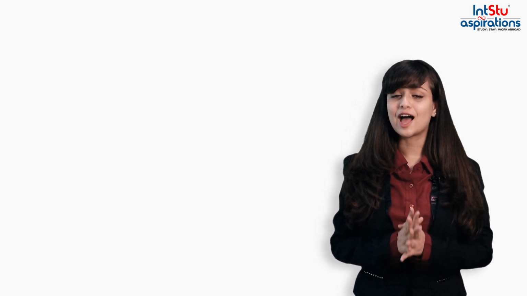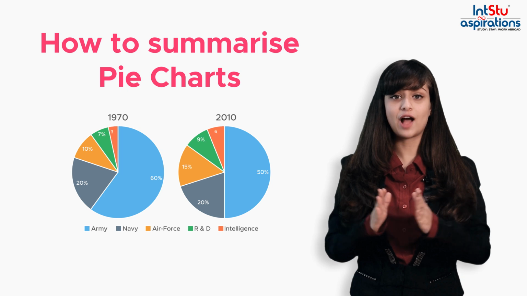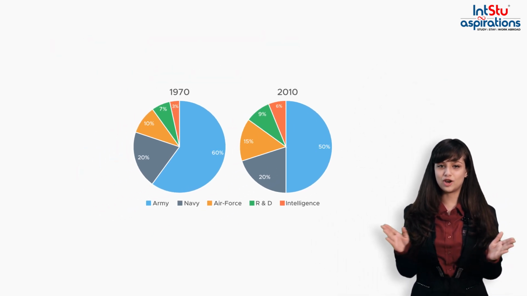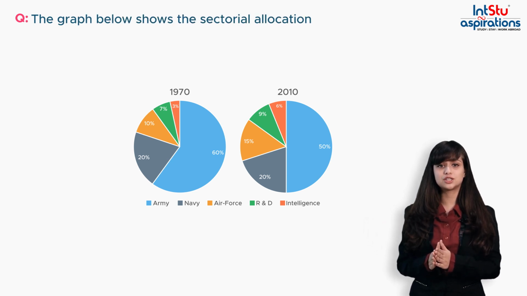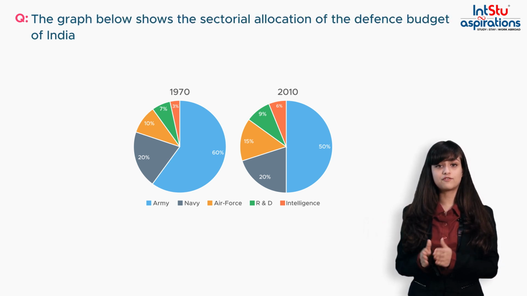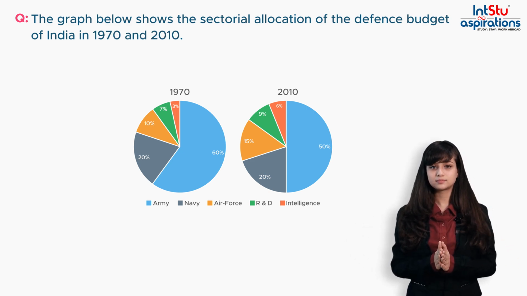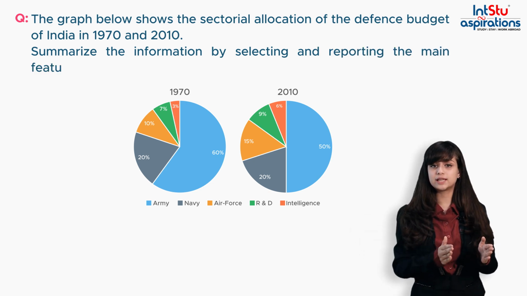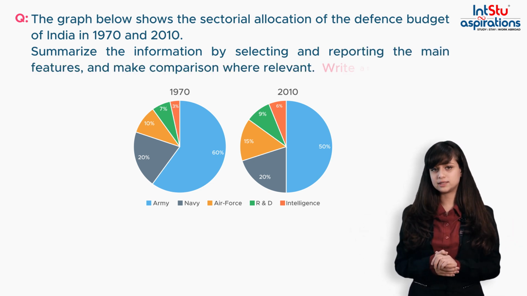In this video, I will teach you how to summarize pie charts as a part of IELTS Writing Task 1. Let us take a look at the following question. The graph below shows the sectorial allocation of the defense budget of India in 1970 and 2010. Summarize the information by selecting and reporting the main features and make comparison where relevant.